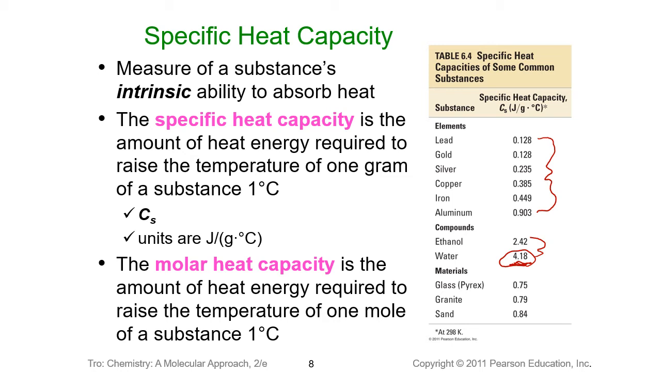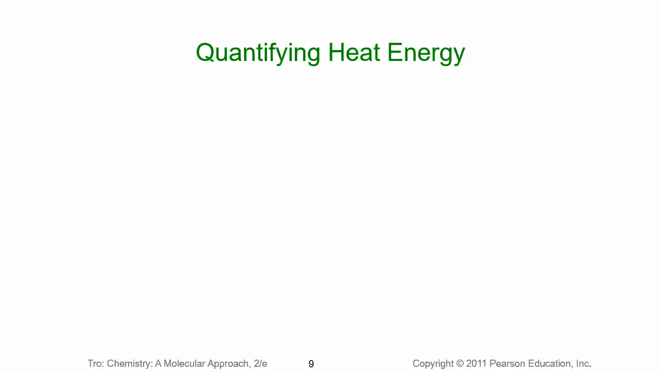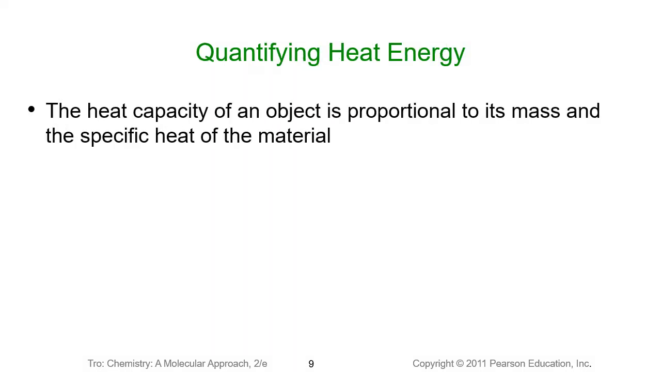There is another type of heat capacity, which is called the molar heat capacity. It's similar to specific heat capacity, except that our units are going to be joules per mole degree Celsius. So we do have to use our heat capacity in our calculations of heat energy.